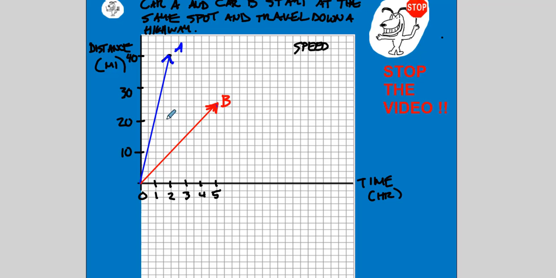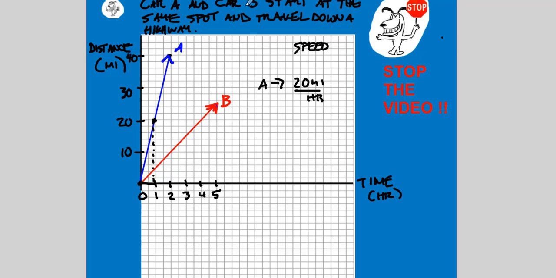All right, so car A, I'm going to use 0, 0 for each of these, and I'm going to use 1 hour, 20 miles. So car A in 1 hour appears to be traveling 20 miles. So A is 20 miles per hour. That's the unit rate. That's the velocity or speed.